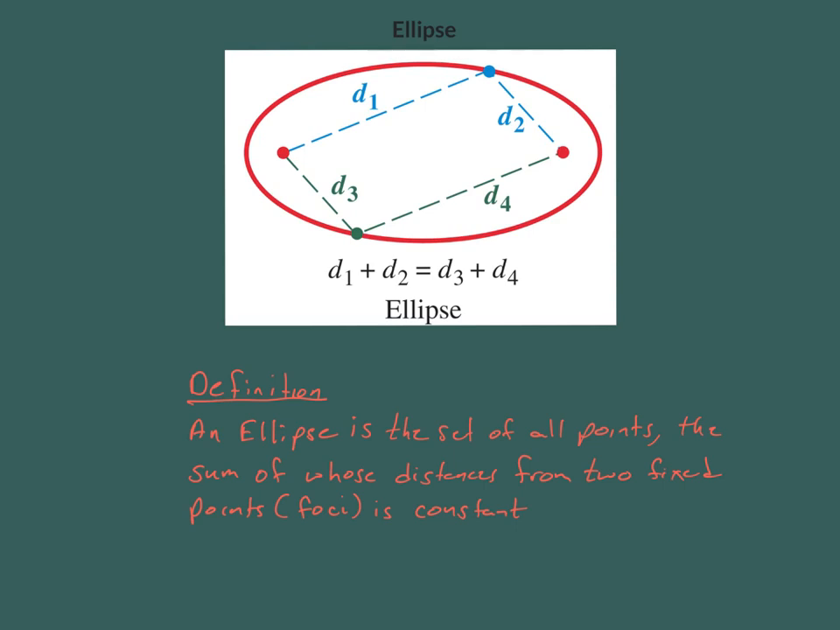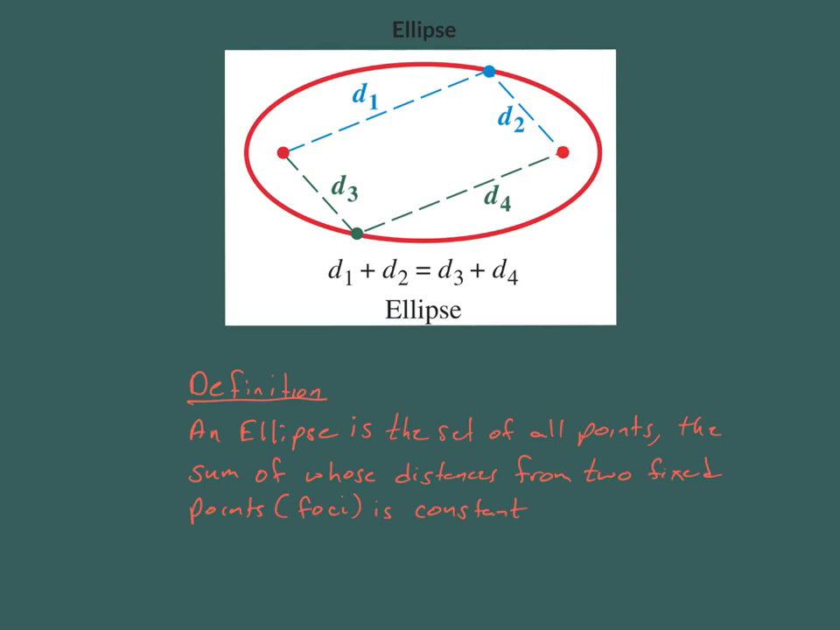The second conic that we want to define is called the ellipse. Now, an ellipse is similar to a circle. In fact, one of the things we can say is that every circle is an ellipse if it's tweaked a little bit. And I'll explain that in a second. By definition, an ellipse is the set of all points, the sum of whose distances from two fixed points, called the foci, is constant.